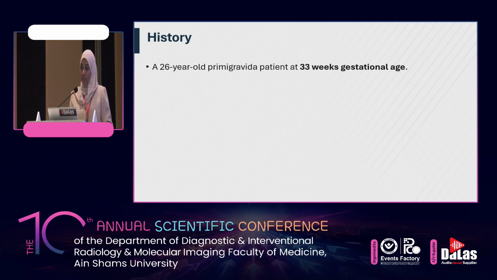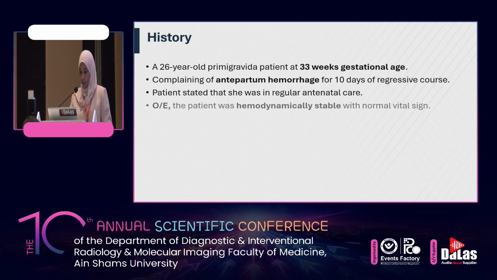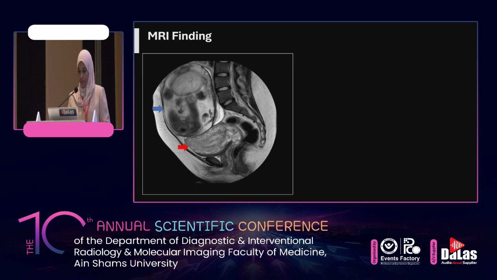Starting with the history of the patient, we have a 26-year-old primigravida at 33 weeks gestational age. She came complaining of antepartum hemorrhage for 10 days with a regressive course. She was in regular antenatal care. On examination, she was hemodynamically stable with normal vital signs. Ultrasound was requested for this patient, but it was inconclusive, so MRI was requested.